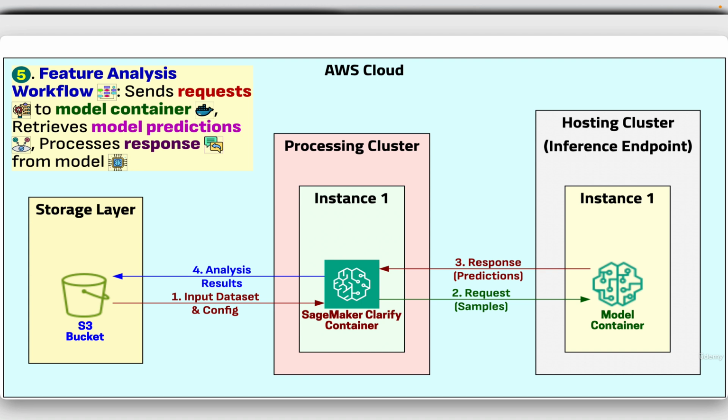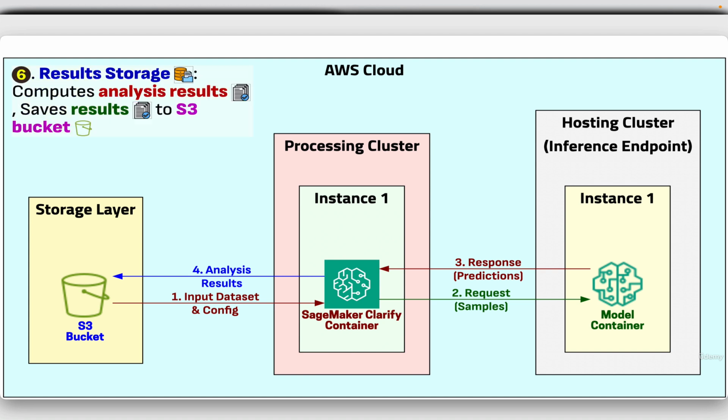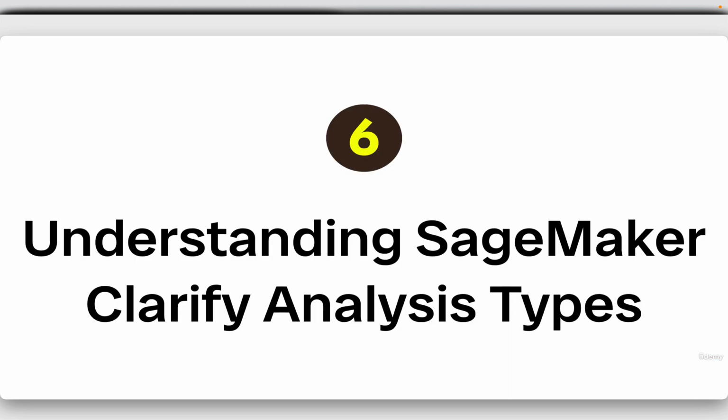For certain analysis types, including feature analysis, the SageMaker Clarify processing container must send requests to the model container and retrieve the model predictions from the response. After processing, the SageMaker Clarify processing container computes the analysis results and saves them to the S3 bucket. Next topic is understanding SageMaker Clarify analysis types.